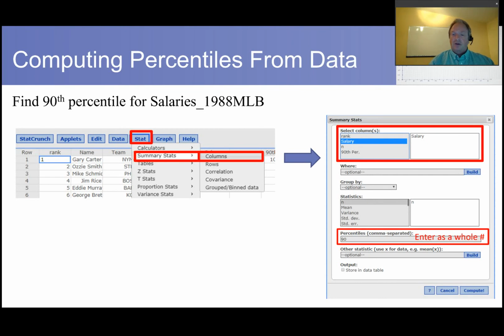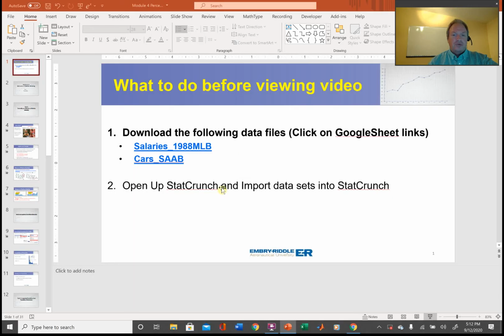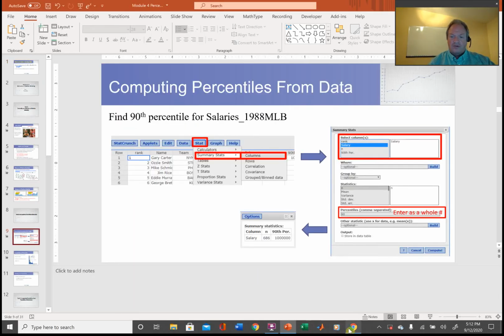And then down here, you're going to type in the percentile. So if I want the 90th percentile, I'm going to type in 90 as in 90%, not 0.9. And when you do, you find out that $1 million is the 90th percentile. So let me run through that with you in StatCrunch just to show you how that works.